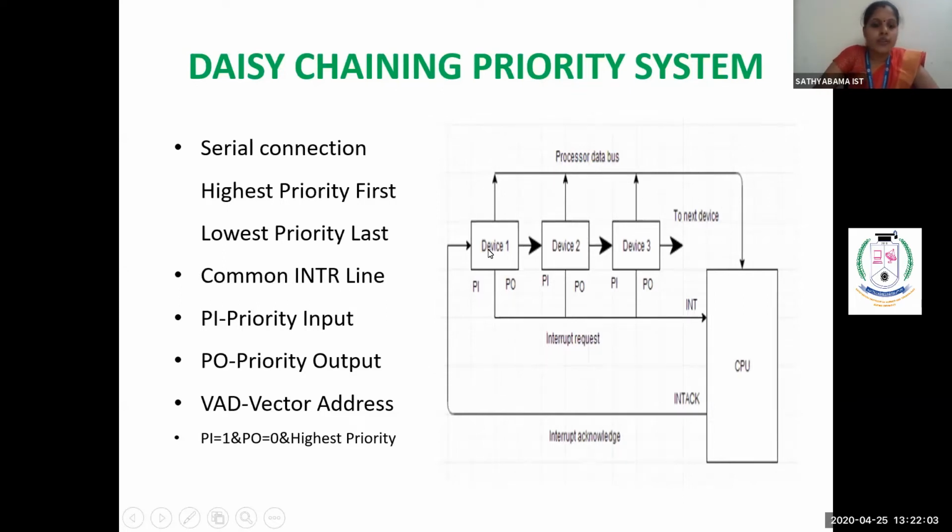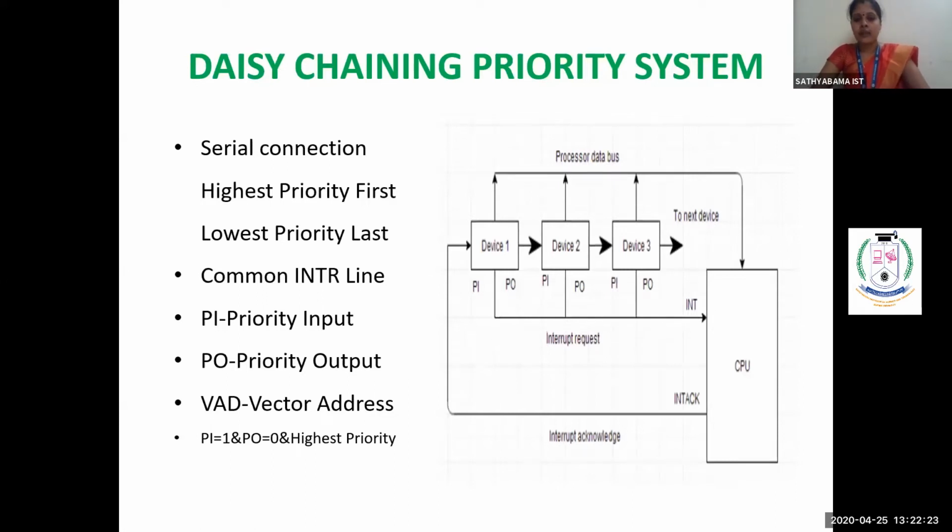Now we'll get into the diagram. You'll have device 1, device 2, device 3. Three devices are connected. Device 1 is connected first and has the highest priority. However many devices you want to connect, you are able to connect.